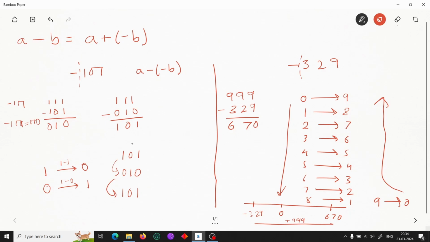And that is why in the binary system, it is easy to perform the complement operation. It is far easier as well as efficient and less time consuming than even the addition process.